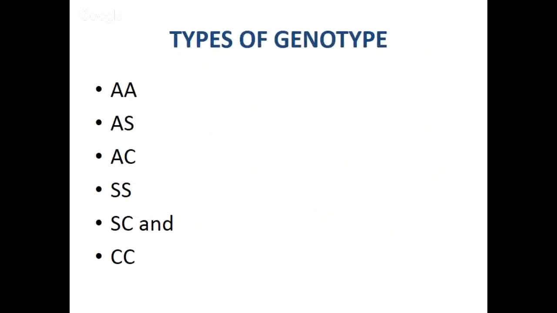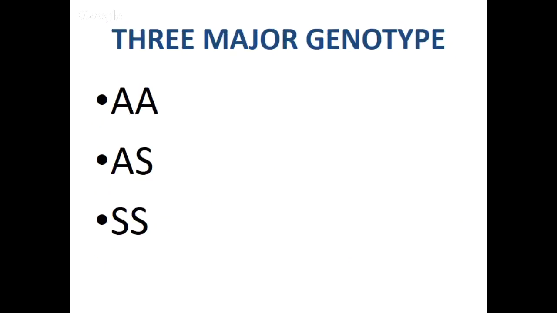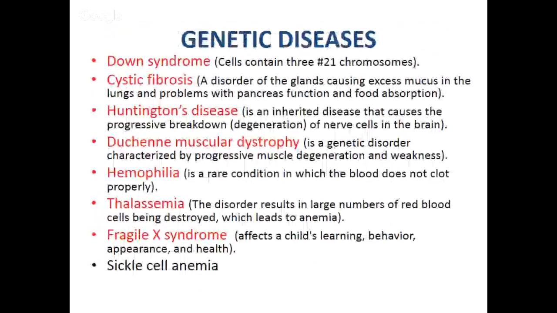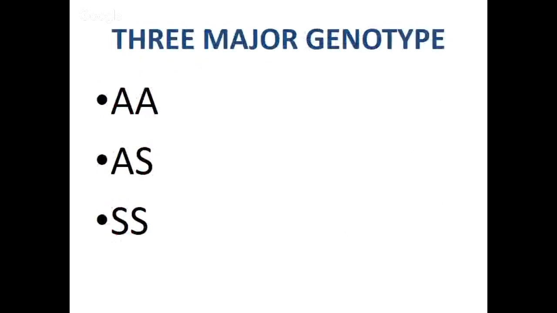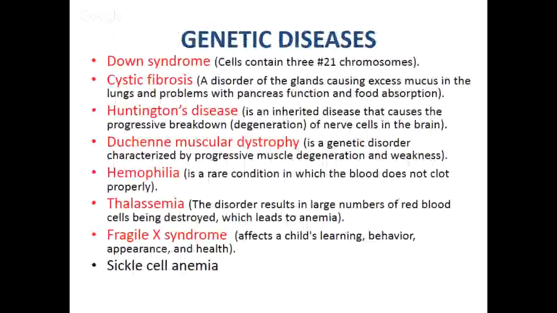Now there are types of genotype. There's AA, AS, AC, SS, SC, and CC. But the three major ones which we are all familiar with are AA, AS, and SS. Before I come to that, genetic disease. Due to this genotype, we inherit some diseases passed from our parents down to the offspring. There are different types of genetic diseases which depend on your genotype, your genes.